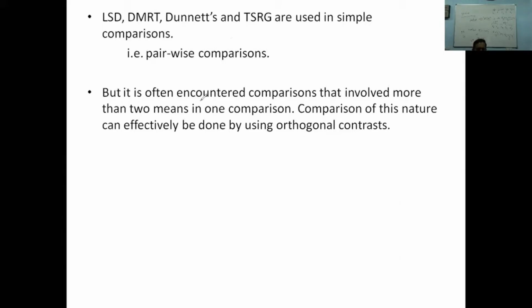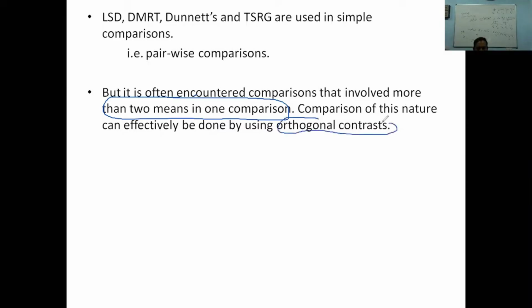So this is what I said, more than 2 means in one comparison. So for example, here, the variety or even the fertilizer, it is getting the average of more than 2 means. So that is why we say comparison of group. Comparison of this nature can effectively be done using the orthogonal contrast. So we'll have to use orthogonal contrast to come up with the proper mean separation technique.